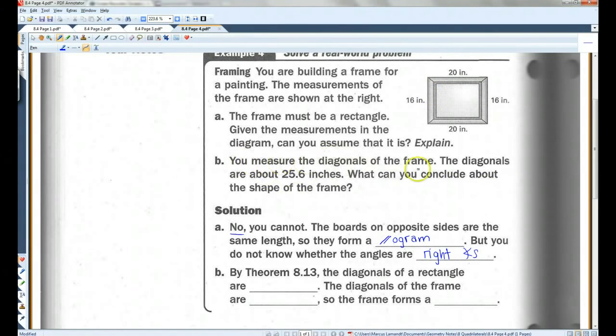You measure the diagonals of the frame. The diagonals are about 25.6 inches. What can you conclude about the shape of the frame? Okay, now that we know that the diagonals are congruent, by theorem 8.13, the diagonals of a rectangle are congruent. The diagonals of the frame are also congruent, so now we can say that the frame forms a rectangle. Before we could not, without that piece of information.